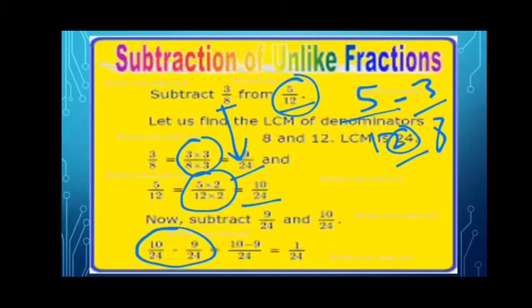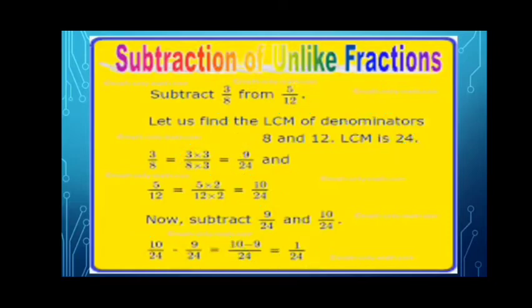What you need to do is to subtract the numerators. As you can see, 10 minus 9, and pick one of the denominators. Since they are the same, pick one, and that is 24. So 10 minus 9 is 1 over 24, which is the basic form. As simple as that. I'm sure you got that.